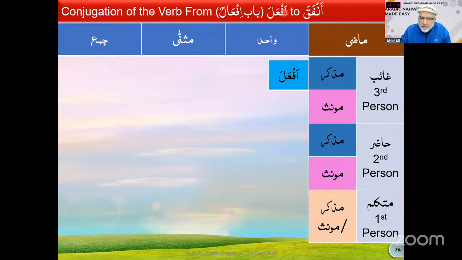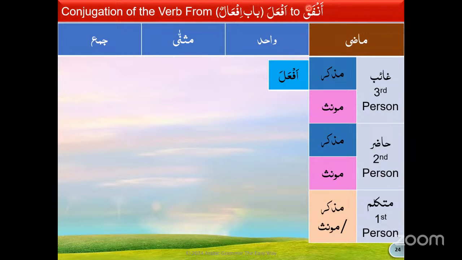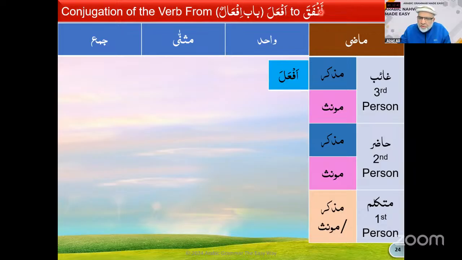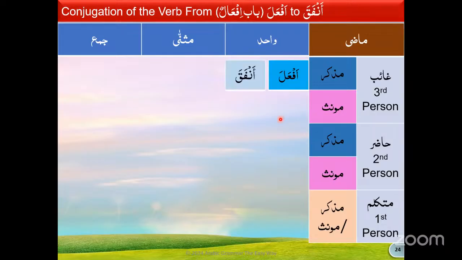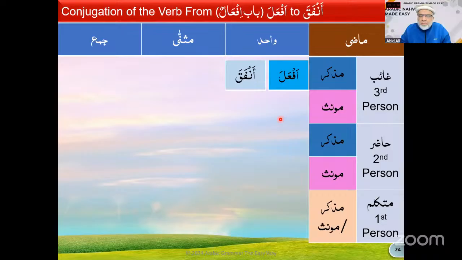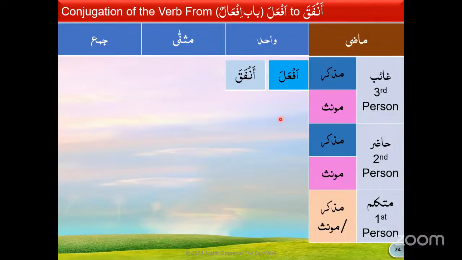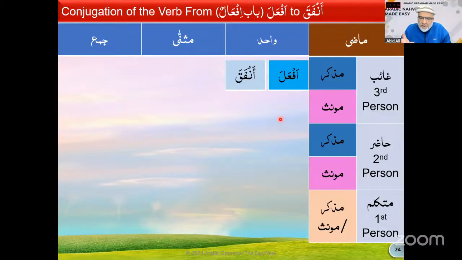So if I have af'ala and I'm telling you noon, fa, and qaf, look at the top here. Can you see the screen? Do you see my heading? It says from af'ala to anfaqa. So what are the root letters? Noon, fa, and qaf. On the pattern of af'ala, how would you make the first siga with noon, fa, and qaf? Anfaqa. MashaAllah. What is the meaning of anfaqa? He did charity, or he spent. That meaning is more important. Af'ala has to do with he did something.